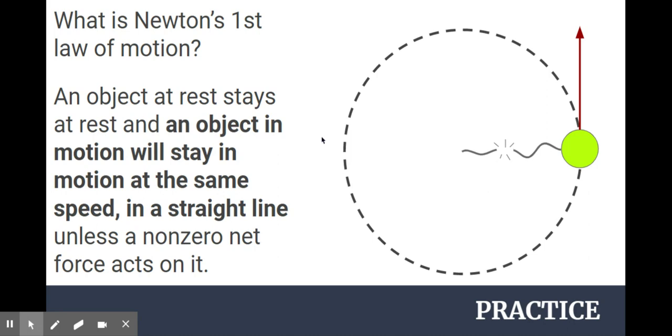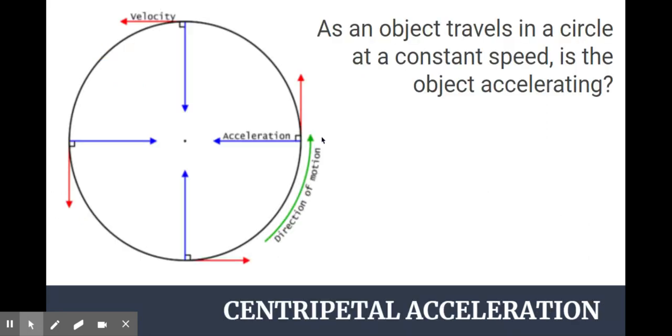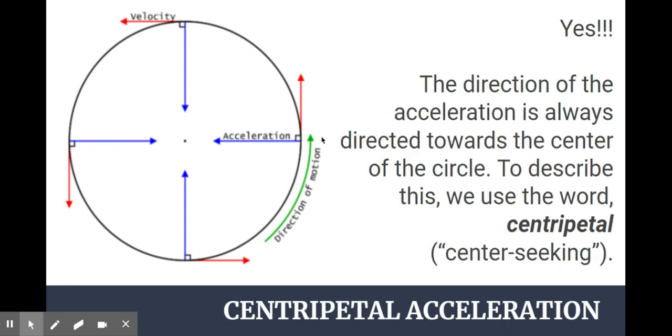Okay? All right. So here's a question. If an object's traveling in a circle at a constant speed, is the object accelerating? Well, what's our definition of acceleration? Acceleration is a change in velocity over a change in time. So remembering that, would an object moving in a circle at a constant speed, an object that's experiencing uniform circular motion, be accelerating? The correct answer is yes. It is going to be accelerating, all right?